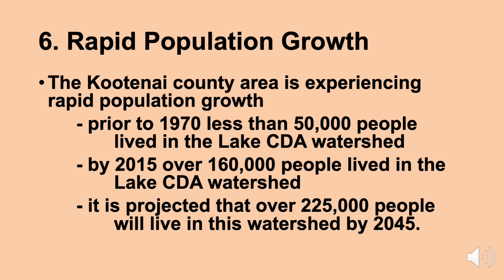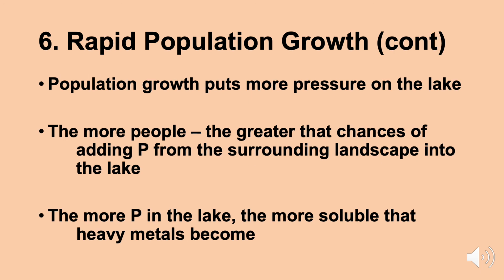That means the per capita phosphorus contribution to the lake has to keep going down just so we can keep afloat and keep the quality of the water good. So population growth is putting a lot of pressure on the lake. The more people, the greater chances of adding P from the surrounding landscape into the lake. The more phosphorus or P in the lake, the more soluble the heavy metals become, and thus, if we add more P, we will get a downward spiral of water quality in Lake Coeur d'Alene. If we keep the phosphorus out, the quality of water in Coeur d'Alene, as long as the sediments on the bottom of the lake are not disturbed, will be good.